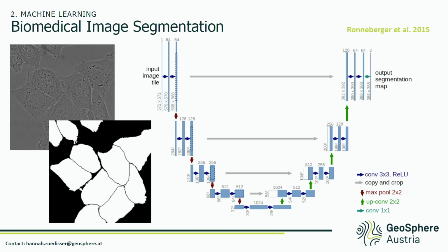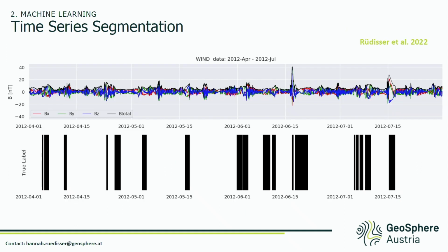Okay, so you may ask yourself, what does that have to do with detecting CMEs? Well, what we did is we reformulated our CME detection problem as a time series segmentation problem, because we figured out we have a problem where feature information is as important as spatial, in this case temporal, information. So we have a time series and we segment each time step into one of two categories, ICME or not ICME.